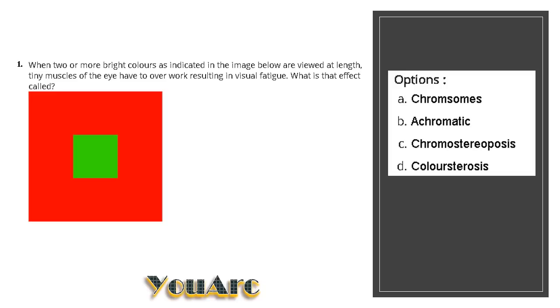This particular question is reflected in our NATA first attempt. So let's see this. When two or more bright colors, as indicated in the image below, are viewed at an angle, we have a visual fatigue. So what is this effect called? The effect is called chromostereopsis. Okay. So this particular combination is called what? Simultaneous contrast.